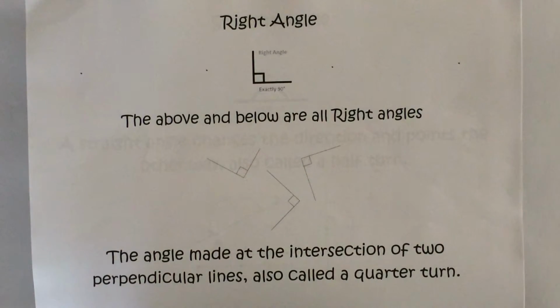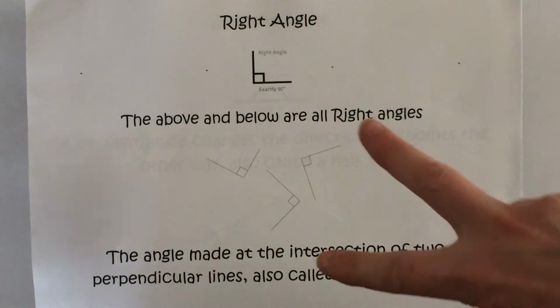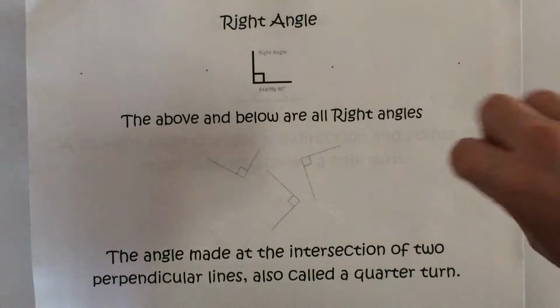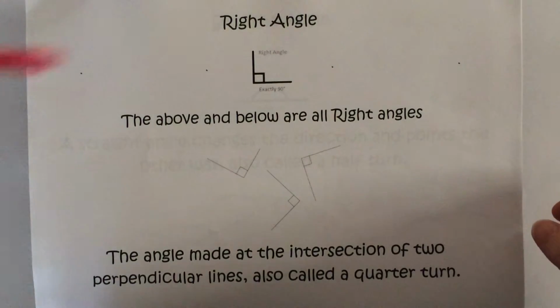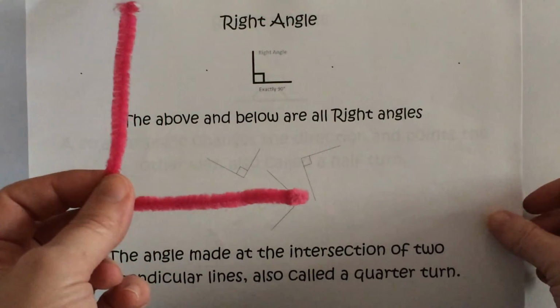First we're going to look at a right angle, and a right angle is made at the intersection of two perpendicular lines. It's also called a quarter turn. These here are examples of right angles. If we made it with a pipe cleaner, it would look like this.